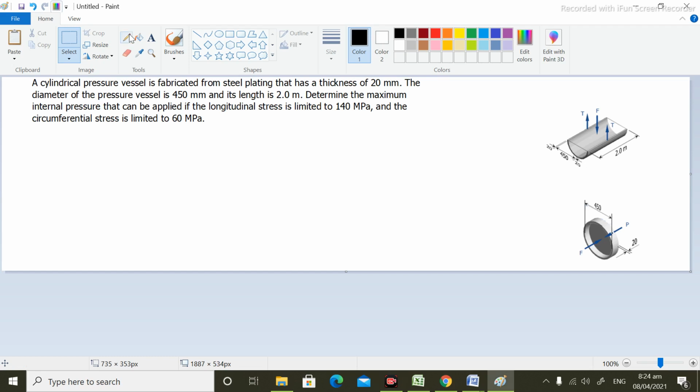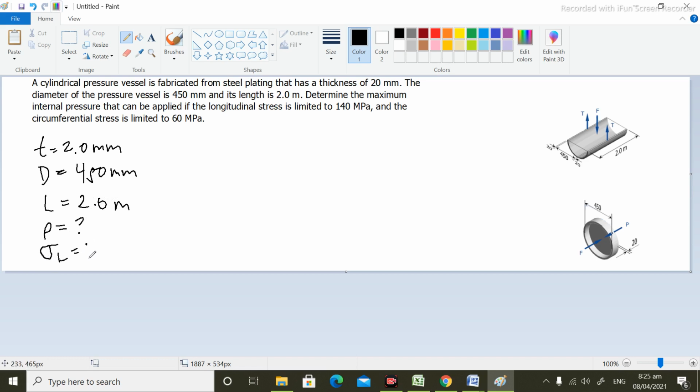Ang given natin dito is thickness na 20 mm, diameter ng vessel D is equal to 450 mm, length is 2.0 meter. Determine the internal pressure, so internal pressure rho, that can be applied if the longitudinal stress is 140 megapascal, and then stress circumferential or tangential is equal to 60 megapascal. So pressure ang hinahanap dito.